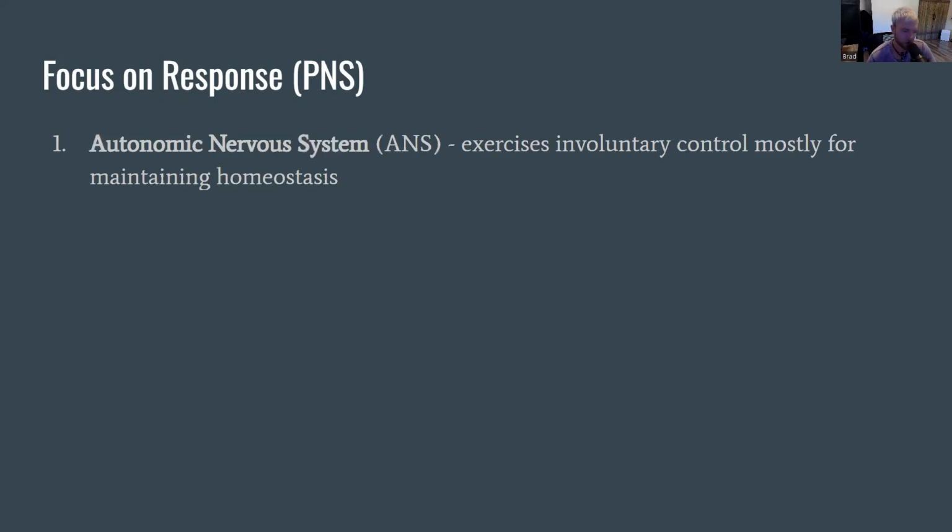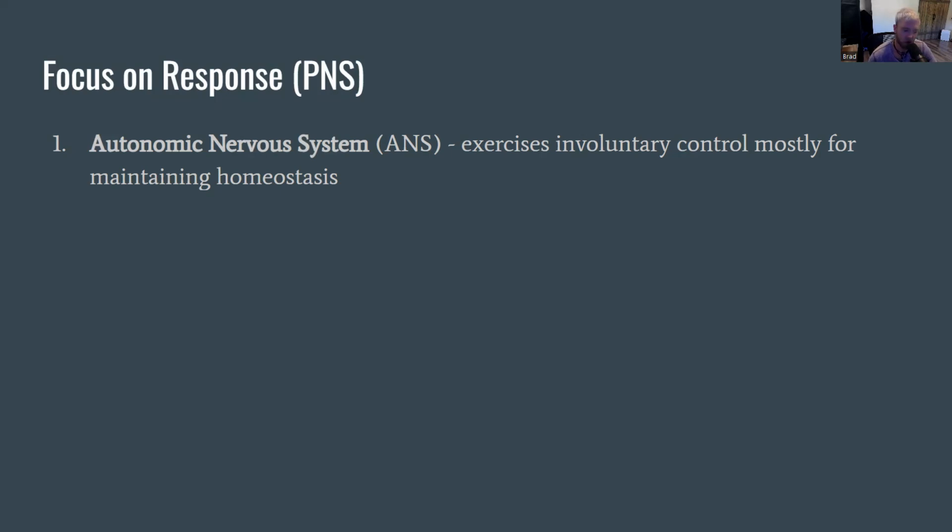So the first one is going to be the autonomic nervous system. So this is the involuntary control part. So you've got the input coming in. Hey, maybe your body is hot, right? And so it goes through central processing and says, okay, in order to meet my homeostatic needs, I'm going to start sweating.